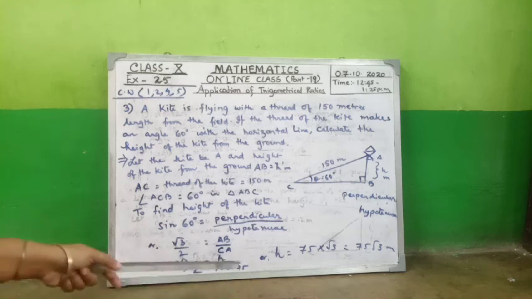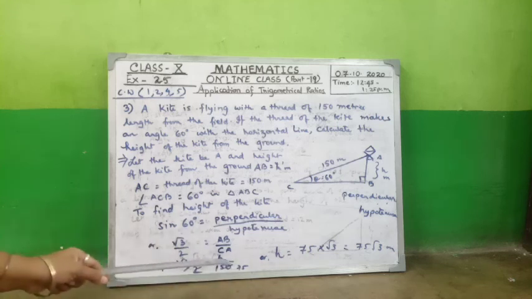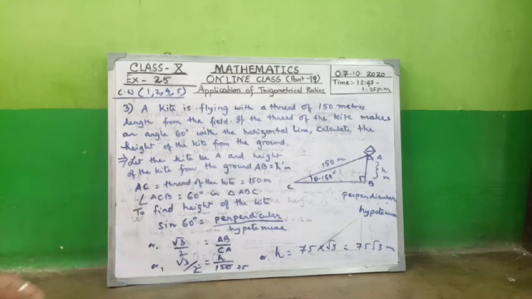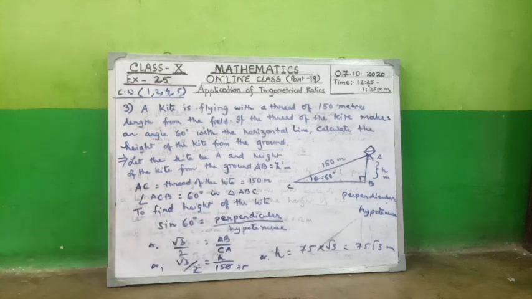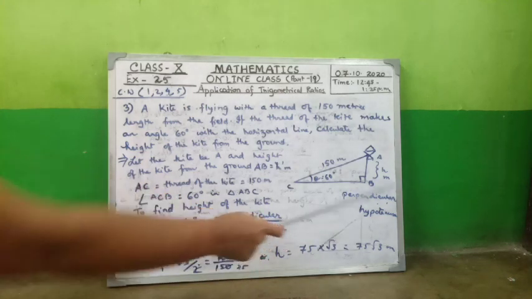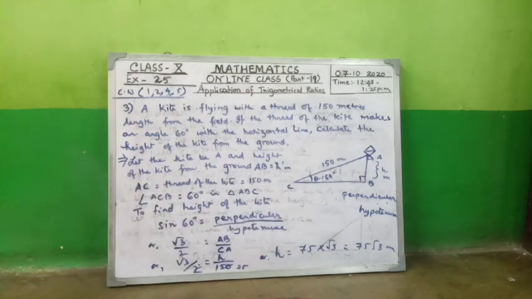Now 2 and 150 get cancelled. It becomes h by 75. Now just cross multiply it. So h is 75 into root 3. Now in this sum, the value of root 3 is not given to you, so you don't need to multiply anything with it. You will just write 75 root 3 meter. So hence the required height of the kite is equal to 75 root 3 meter.